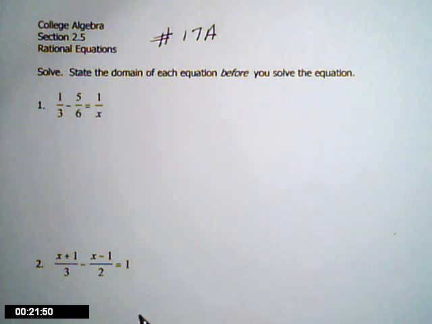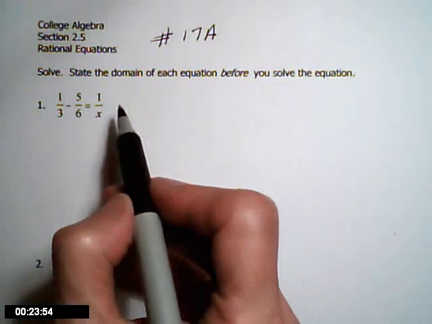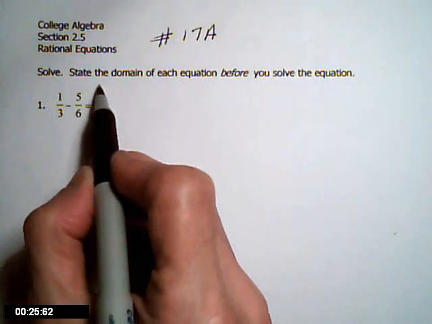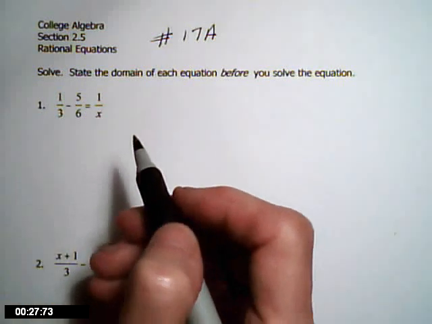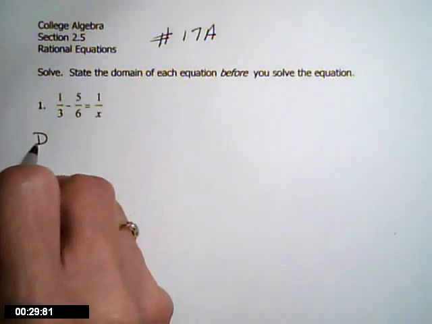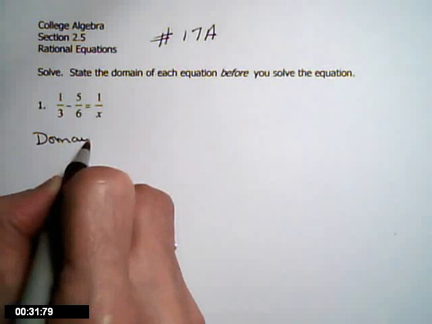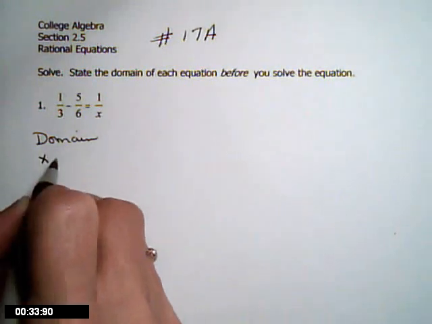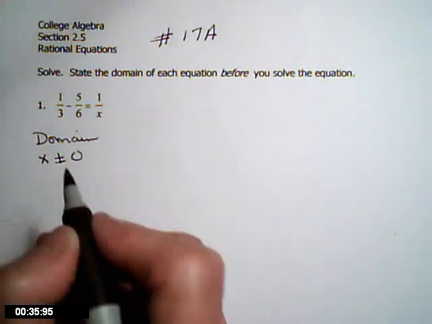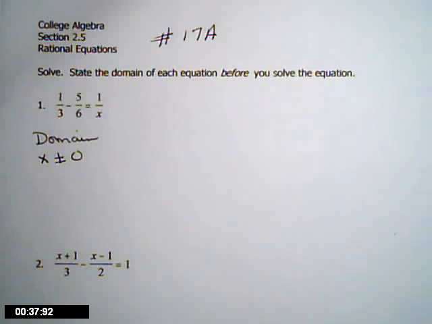If you look at this equation, when I look at 1 over x, I see an x in the denominator. So when we talk about domain, and remember if you have a fraction, you take your denominator, set it not equal to 0. So my domain, my x, I know right now cannot be 0. Now remember, x is what I'm solving for.